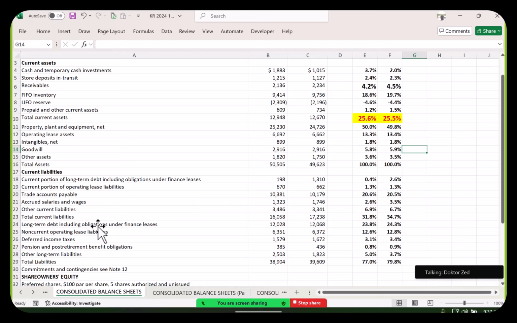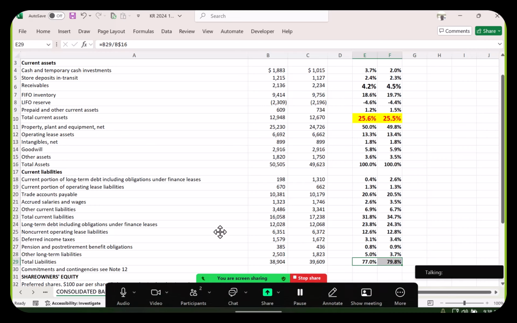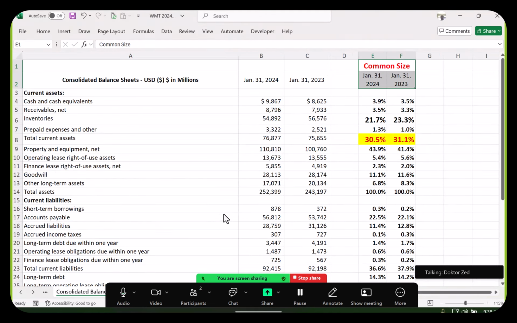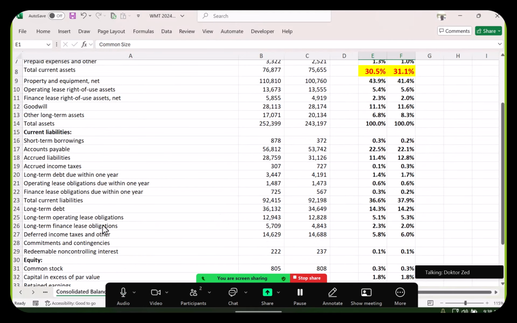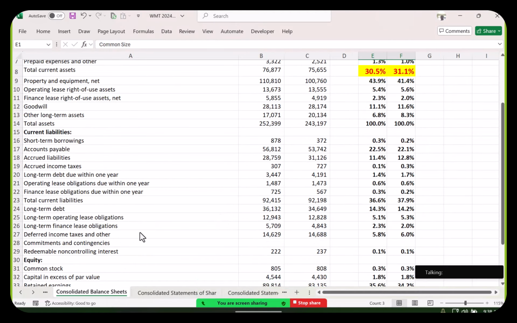For example, total liabilities. For Kroger, liabilities are about 80% of assets. In fact, that's also known as the total debt ratio, which we're going to come back to. For that is total liabilities.